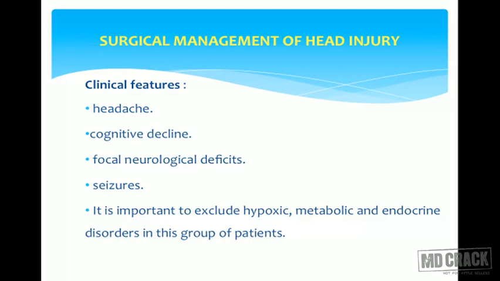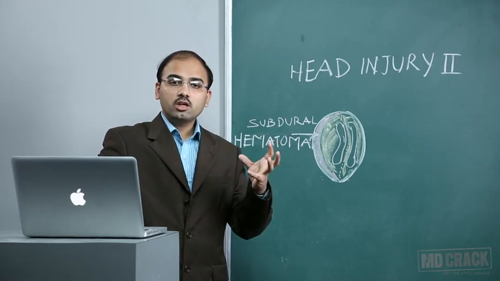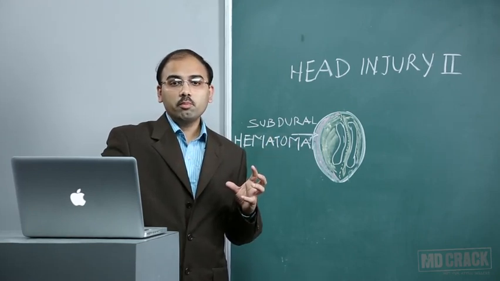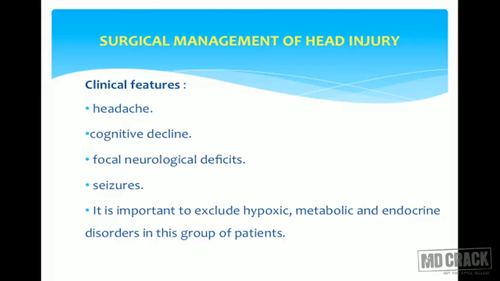Next, there will be cognitive decline. Next, there will be focal neurological deficit. That patient will present with hemiparesis or monoparesis. Or patients may present with seizures. So all these symptoms lead to some psychological imbalance. So you should identify these patients very carefully. It is important to exclude hypoxic, metabolic and endocrine disorders in this group of patients.